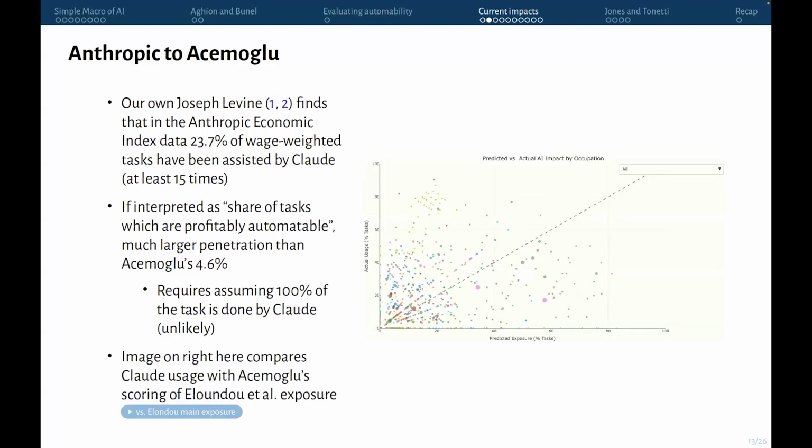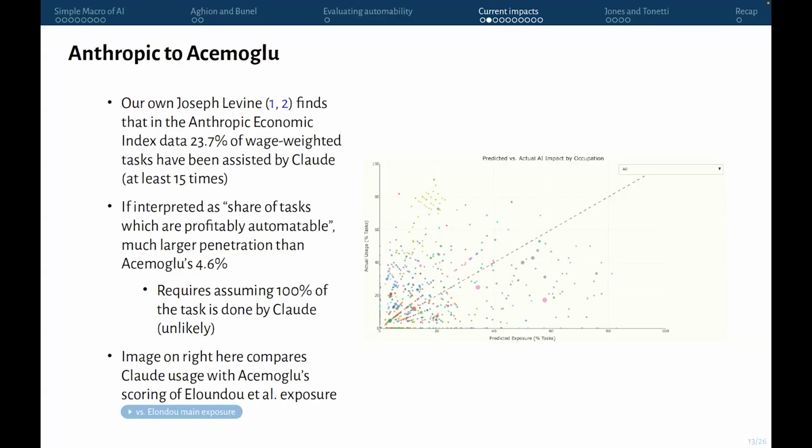And then this is the figure I mentioned earlier, comparing Claude usage with Acemoglu's scoring of Eloundou and all exposure. So it's not Eloundou and all's actual data, it's the way Acemoglu codes it, and you see that it's pretty noisy, but correlated. Do you have a question? Yeah, does the index have both the consumer-facing and the API stuff, or only one? The first release was just the consumer-facing stuff. Now they also have Claude Code in there, but they still don't have the business API usage, I believe.